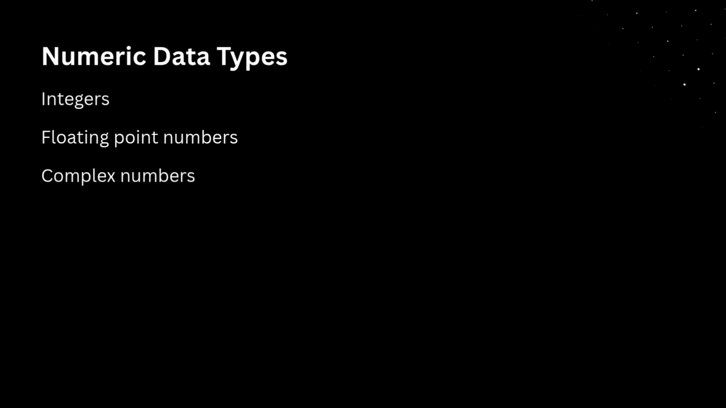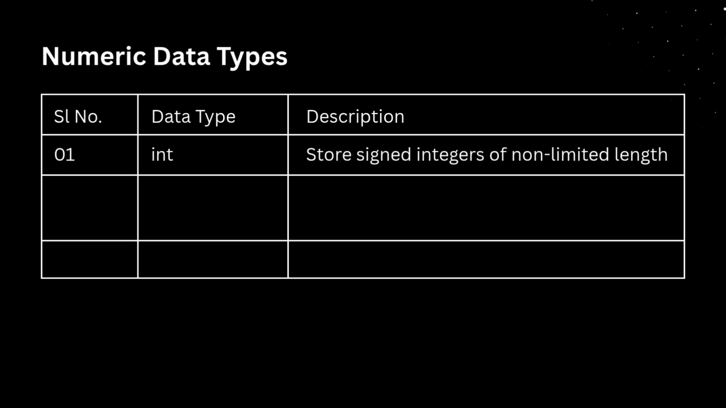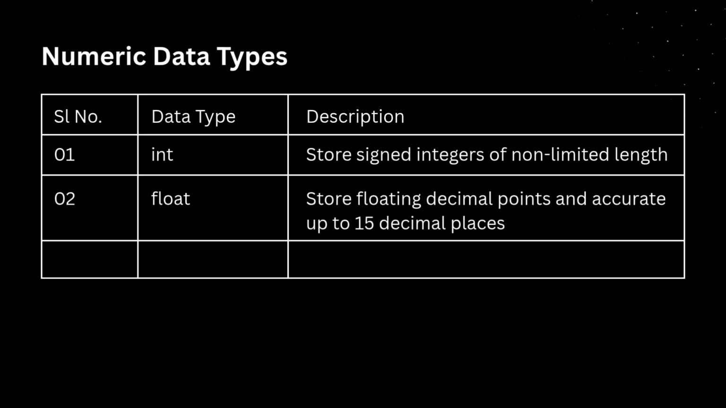First, let's see numeric data types. Numeric data types in Python are used to represent numbers. These numbers can be expressed in different forms, such as integers, floating point numbers, or complex numbers. Python mainly provides three types of numeric data types. The first numeric data type is int, which stores signed integers of unlimited length. Second is float, which stores floating decimal points and is accurate up to 15 decimal places. Third one is complex, which stores complex numbers.